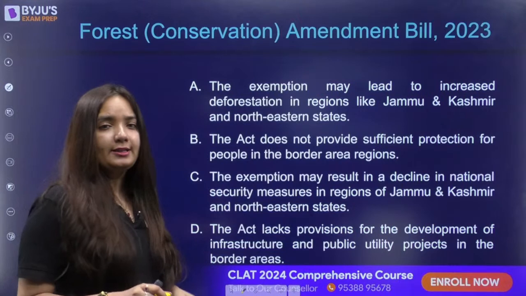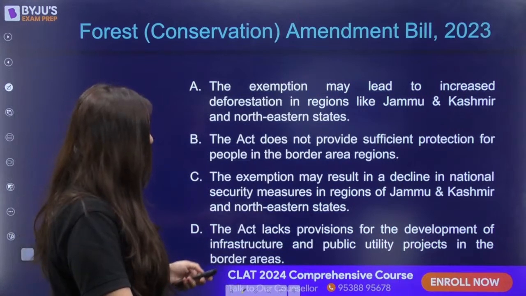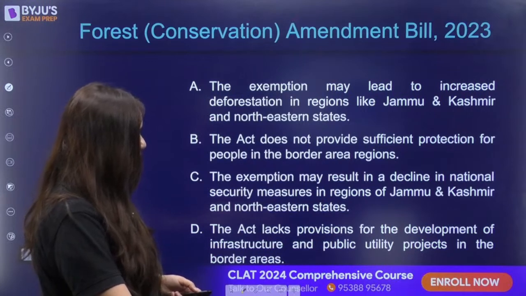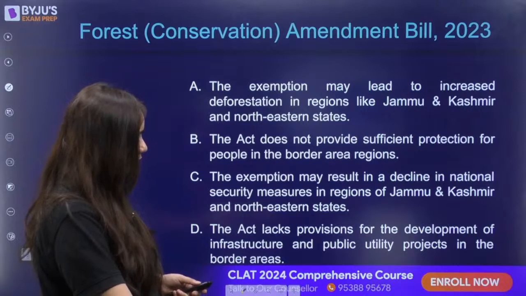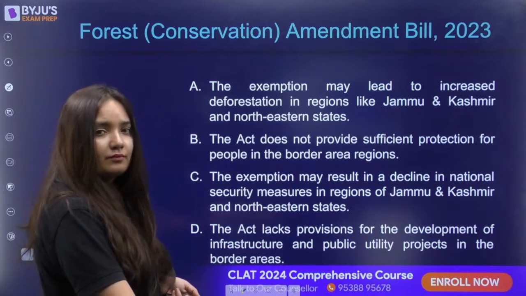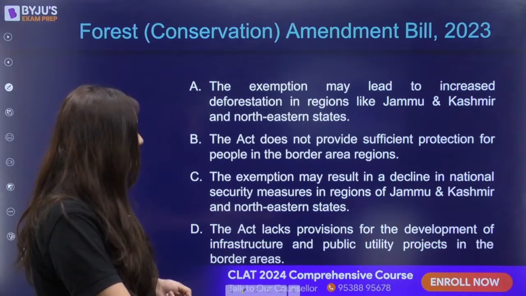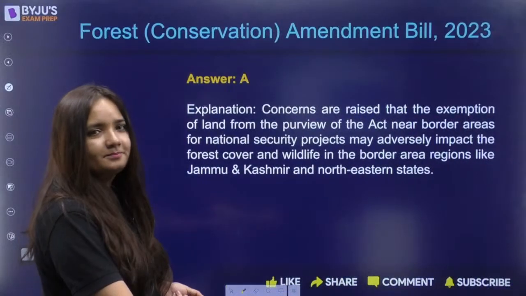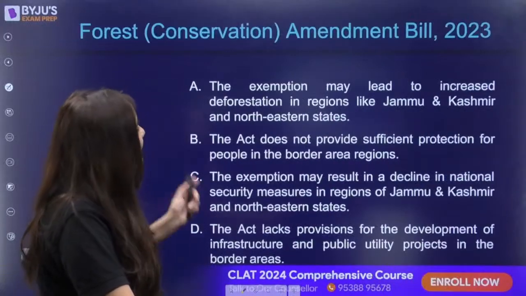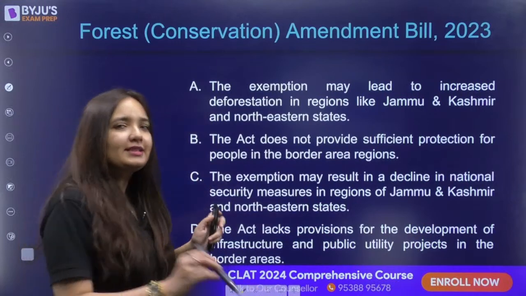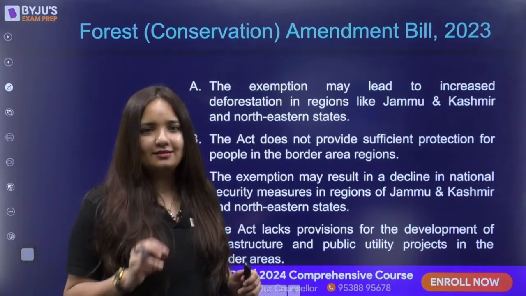And the answer is D, C, B. Really? C. I'll tell you the answer is A. The exemption may lead to increased deforestation in regions like J&K and Northeastern. यही एक concern है. This is the concern.